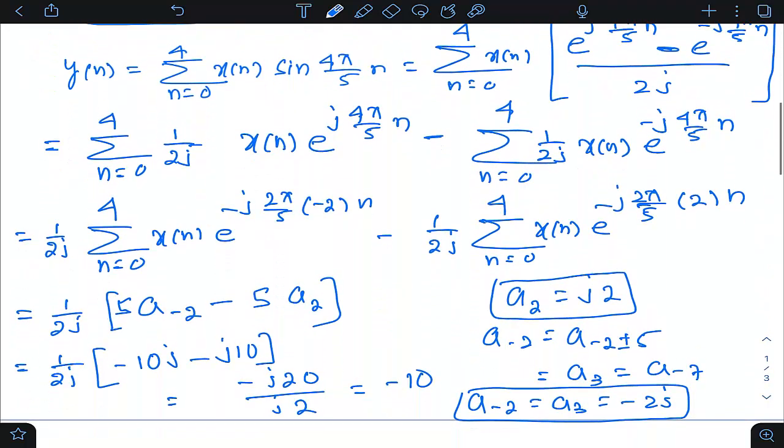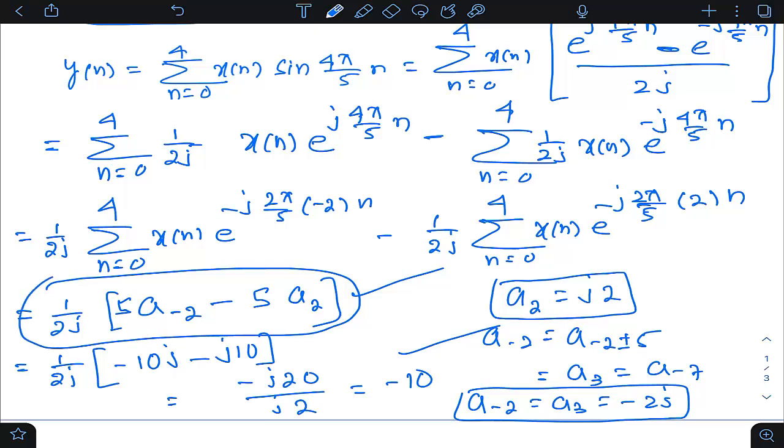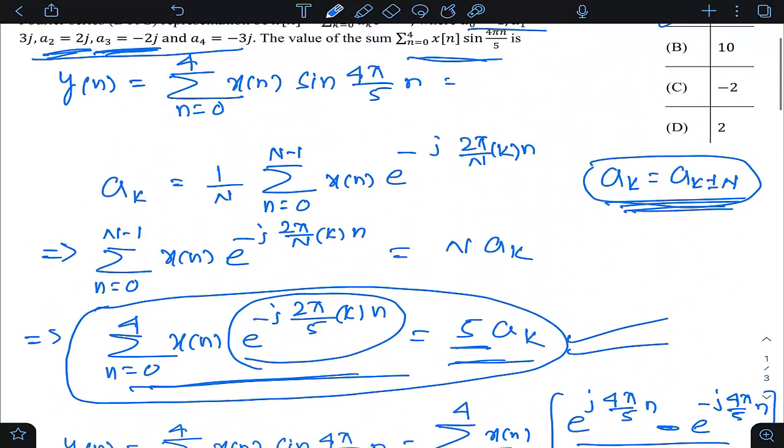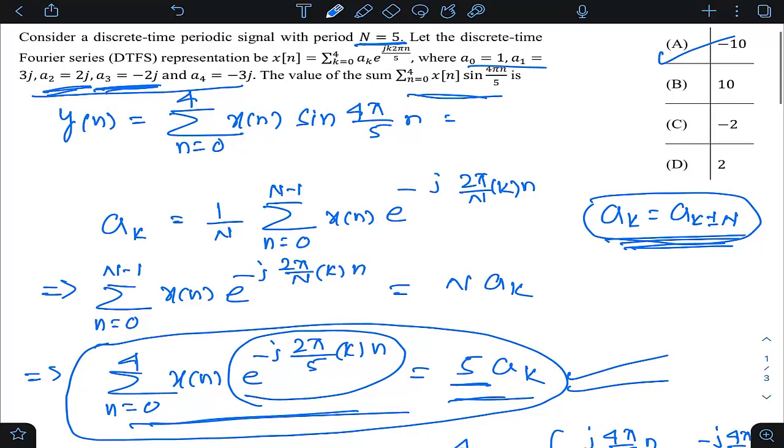Just by observing, by finding the value of k, we got this relation, and by using the periodic property of the spectrum, we obtained these two coefficients. I mean, a of minus 2 we obtained, and a of 2 was already given, and by substituting, we are getting the answer as minus 10. Again, I'm explaining, I have taken around 5-6 minutes of time. If you solve in a proper flow, an intelligent student can directly reach this equation and then get the answer in 2 minutes hardly. So the answer is option A, which is minus 10.